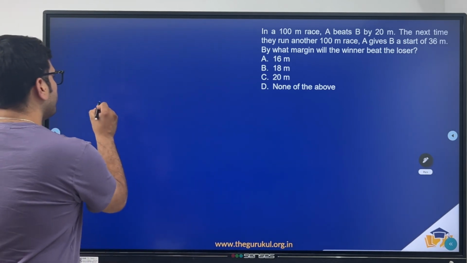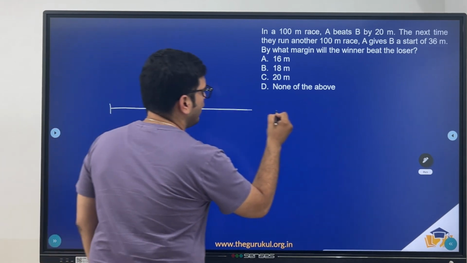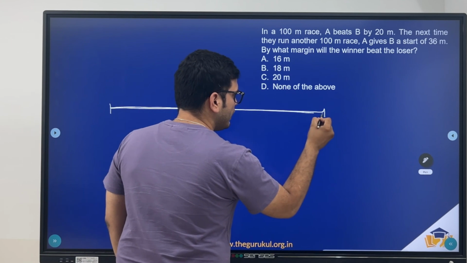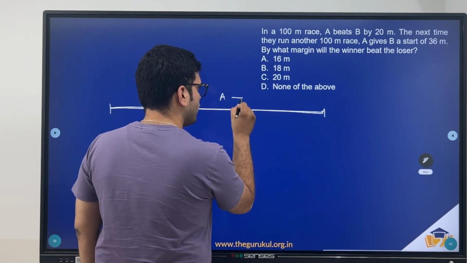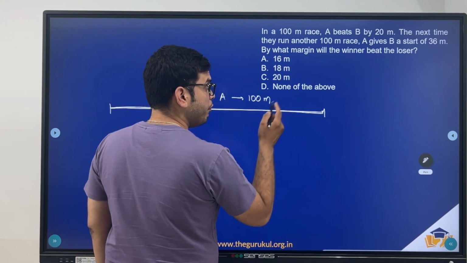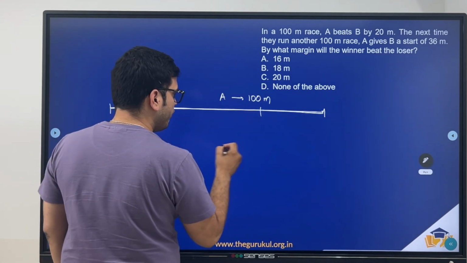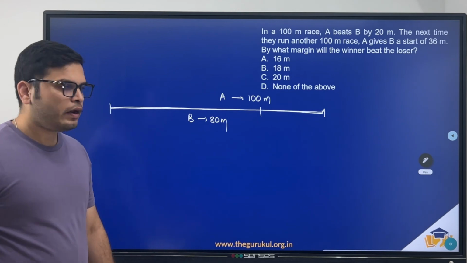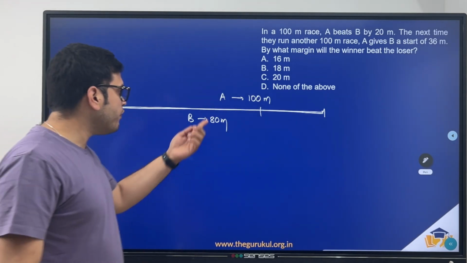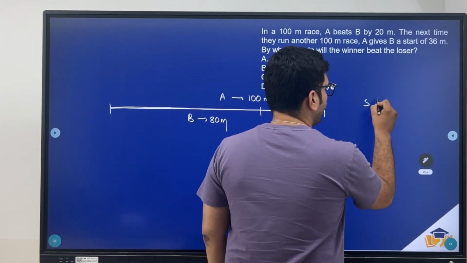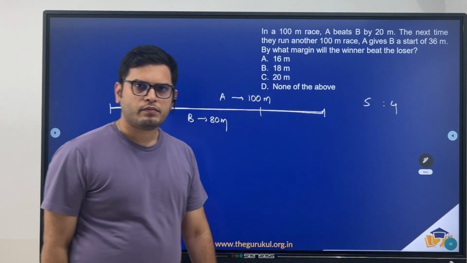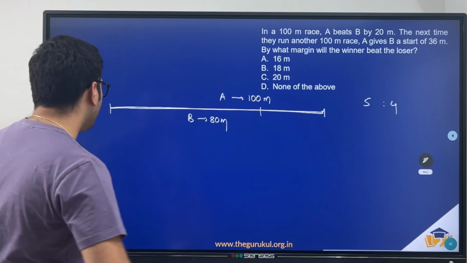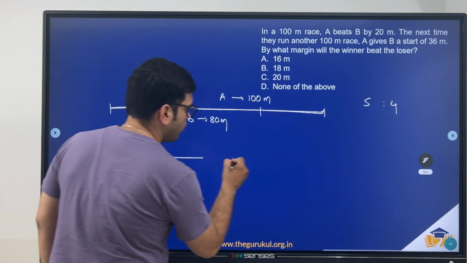Right. So if I consider a 100 meters race, now in the time that A completes 100 meters, A beats B by 20 meters. So B will be completing only 80 meters. Right? So the ratio of the speeds of A and B would be 5 is to 4. Right? So A speed is more than B speed and the ratio is 5 is to 4.